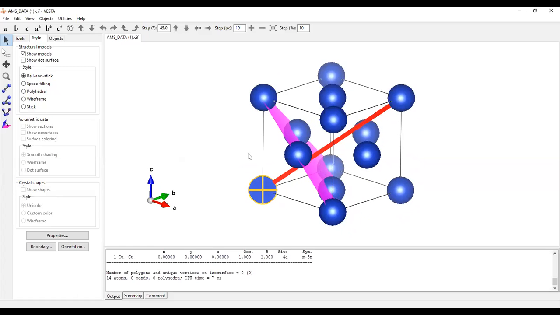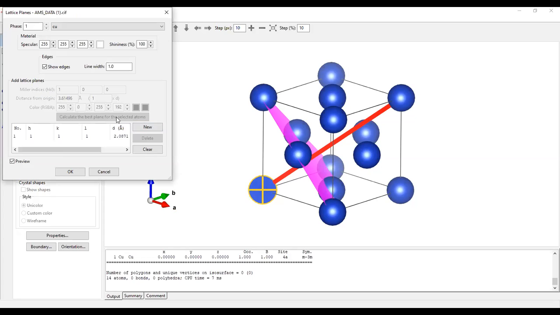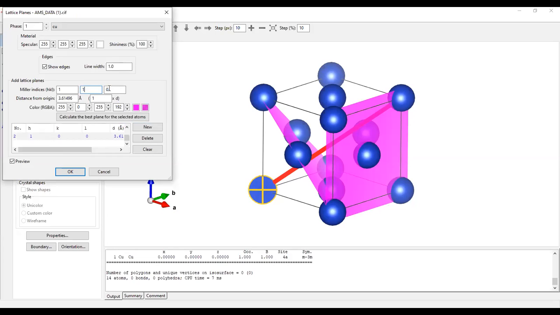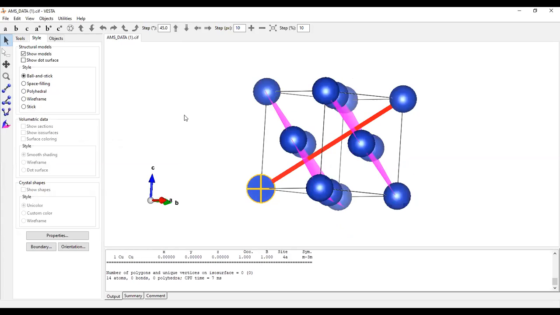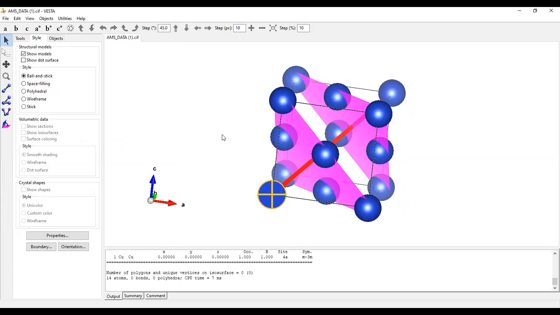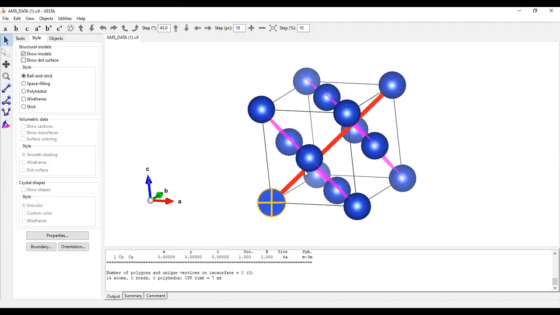So where is another triple one plane parallel to this? Let's draw that too, so that you can easily visualize it, right? So one, one, and let's put it at 2. So now these are your two parallel triple one planes, right? And this is your triple one direction. Clear?